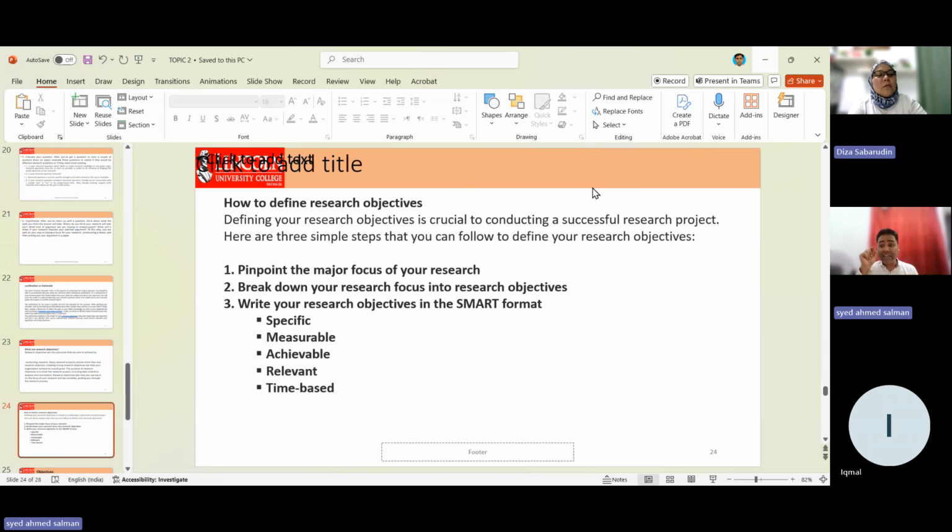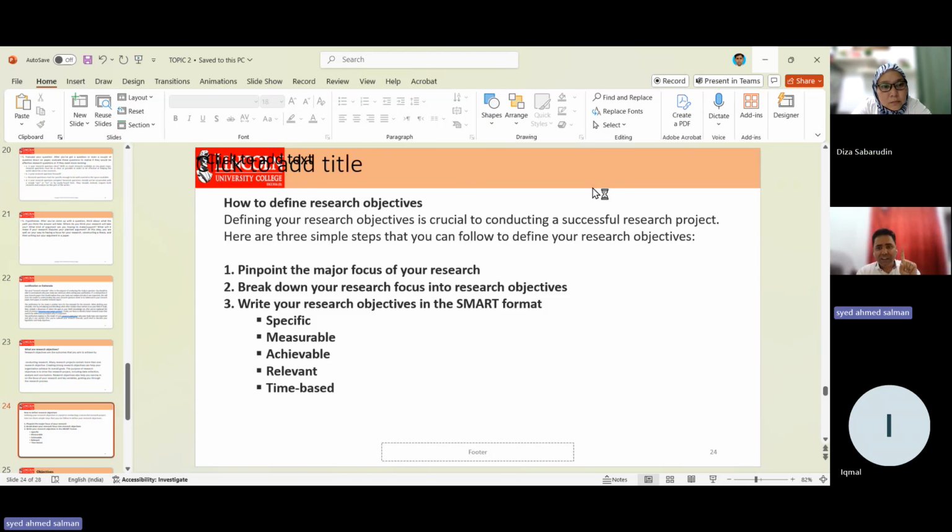The objective should be specific. The objective should be measurable. The objective should be achievable. The objective should be relevant. And the objective should be finished on time. Specific: what is the objective? I will give you one example. To examine the impact of the usage of social media on academic performance in Malaysian private universities. The objective is very specific, right? We are targeting students in private universities, am I right?